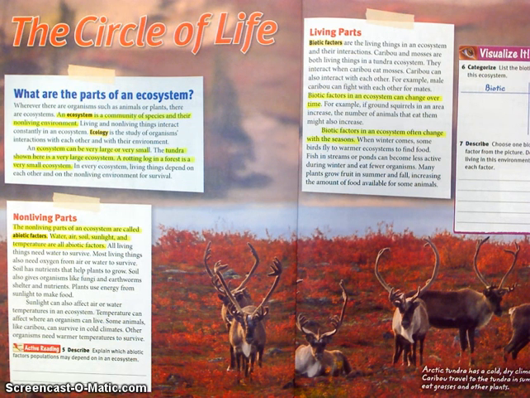So let's talk about the non-living parts first. The non-living parts of an ecosystem are called abiotic factors. Water, air, soil, sunlight, and temperature are all abiotic factors. These are all things that animals and plants need to survive, but abiotic factors themselves are not living. There are several examples in the reading.